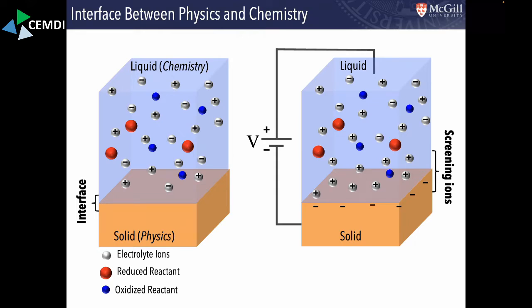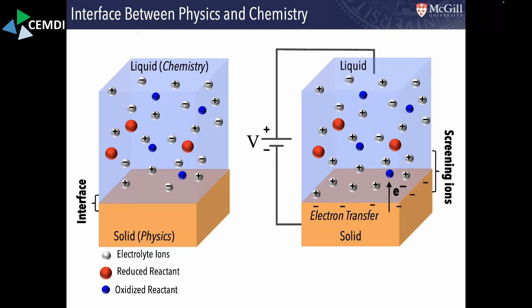And then in the solid, we're going to talk about metals. You have a very, very short screening length, less than a nanometer, typically a bond length or two, over which the screening occurs. So that means that the voltage drop occurs at a very short distance, and most of the stuff that we're interested in goes on right at the interface.